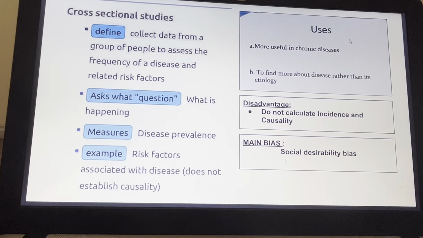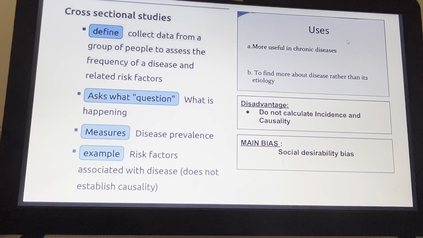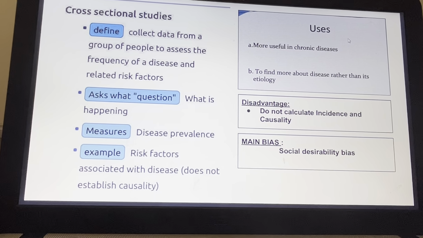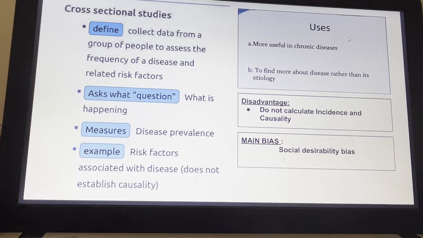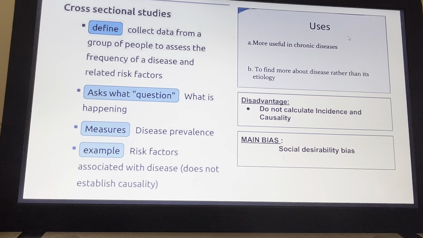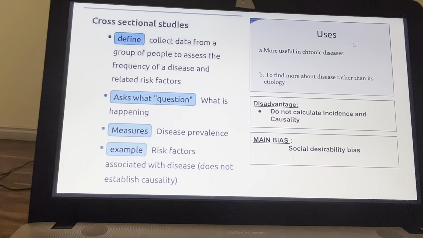The use of this study is in chronic disease, to find out more about the disease rather than about etiology. And the disadvantage: we cannot know the causality and we cannot calculate the incidence. So this is the disadvantage. And for bias, we have social desirability bias. So it's a very, very important study.